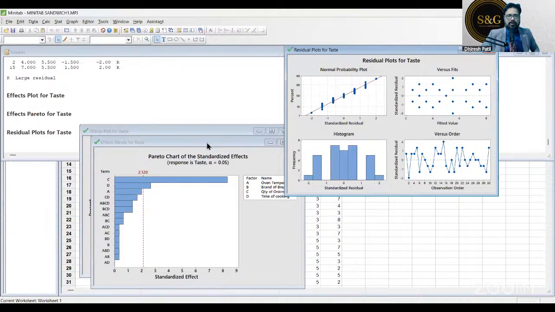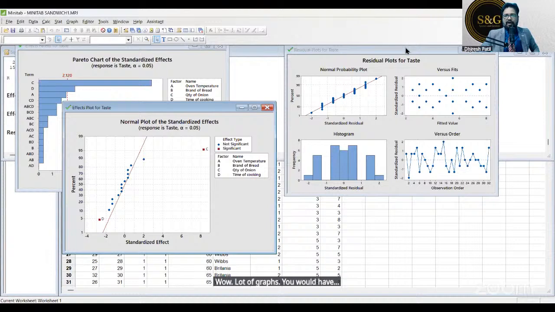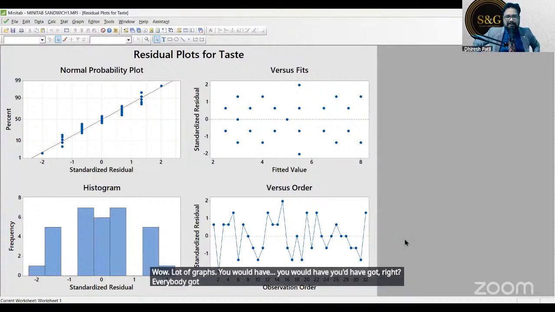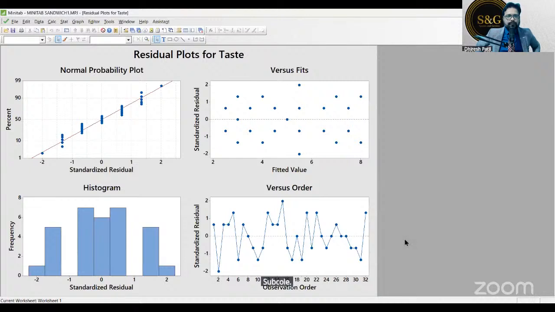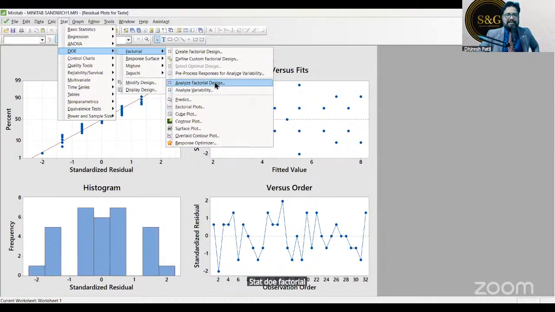Wow. Lot of graphs you would have got, right? Everybody got various graphs. Just type yes in the chat box. सबको graphs मिले हैं. Just give me yes. Anybody behind? Stat, DOE, Factorial, Analyze Factorial Design.